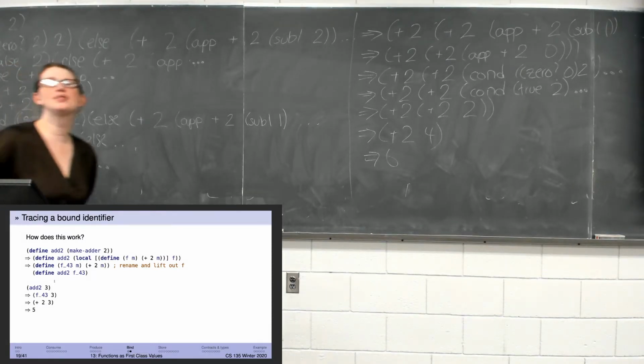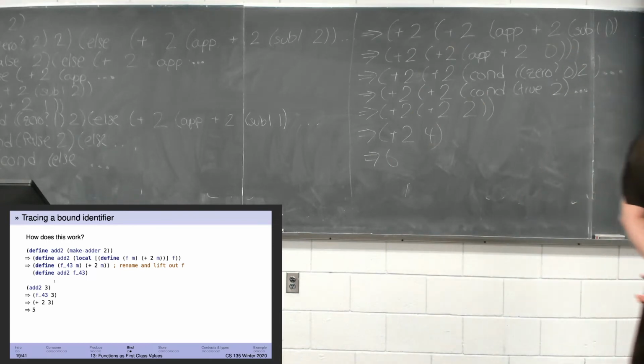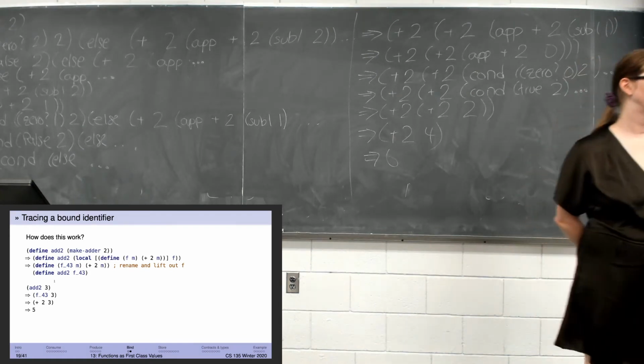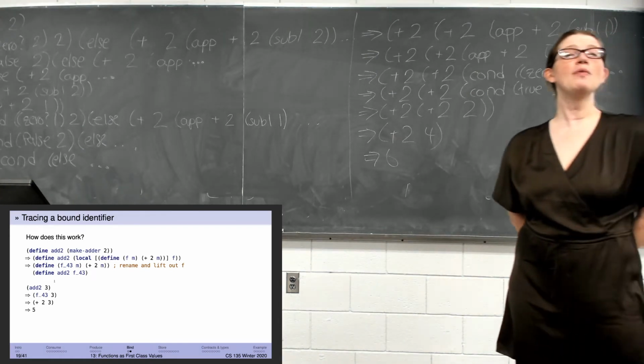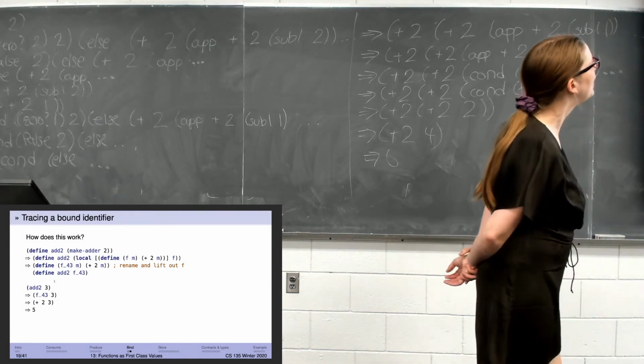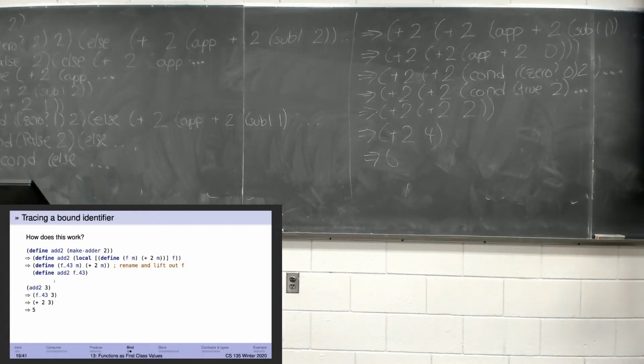How do you actually trace through this, though? So we start off with add2 bound to makeAdder2. Well, that means that the name add2 is bound to an expression. And before we can actually call add2, this is what we're evaluating right here, by the way. Before I can add 2 to 3, I actually need to do some work.